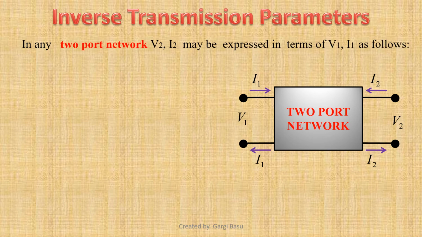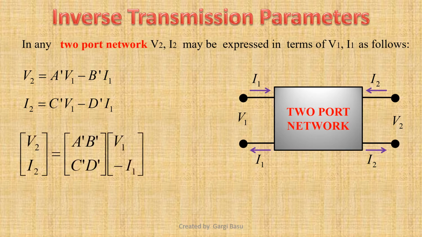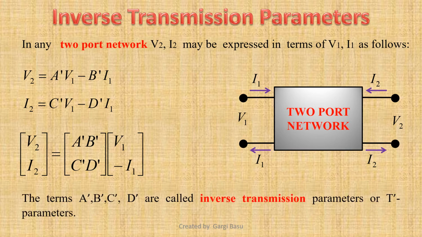The linear equations used in this case are V2 equals A'V1 minus B'I1 and I2 equals C'V1 minus D'I1. These two equations may be written in matrix form as follows. Matrix of V2 I2 equals matrix of A', B', C', D' into matrix of V1 minus I1. The elements A', B', C', D' are known as inverse transmission parameters or T' parameters.